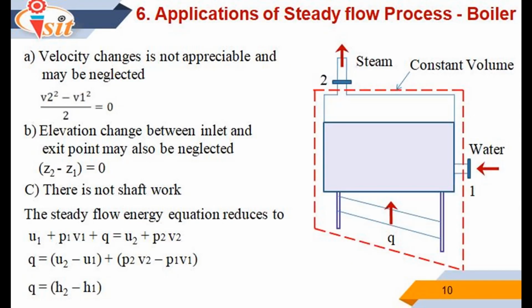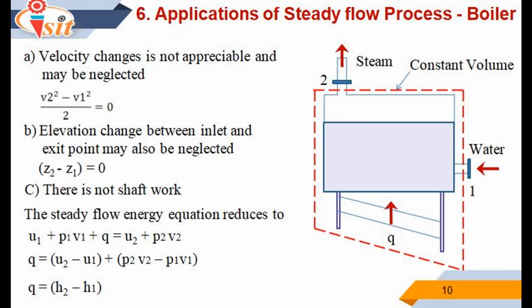The next application is the boiler, which is widely used in day-to-day life. The main function of the boiler is to generate steam. The boiler is characterized by the following features. First, the velocity change is not appreciable and may be neglected, so V2 square minus V1 square divided by 2 is equal to 0. Second, the elevation change between the inlet and exit point may also be neglected, meaning Z2 minus Z1 is equal to 0.